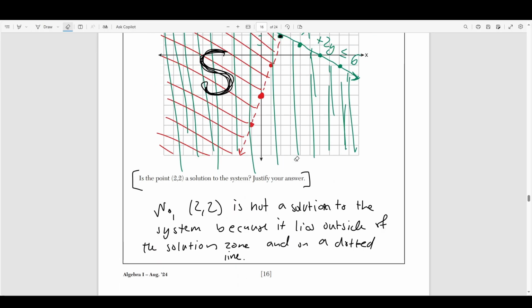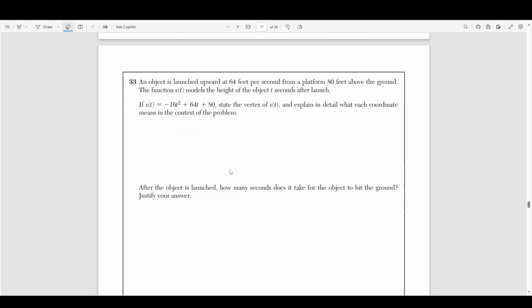Okay, moving on to number 33, it says that an object is launched upward at 64 feet per second from a platform 80 feet above the ground. The function s of t models the height of the object t seconds after the launch. If s of t is equal to negative 16t squared plus 64t plus 80, state the vertex of s of t and explain in detail what each coordinate means in the context of the problem.